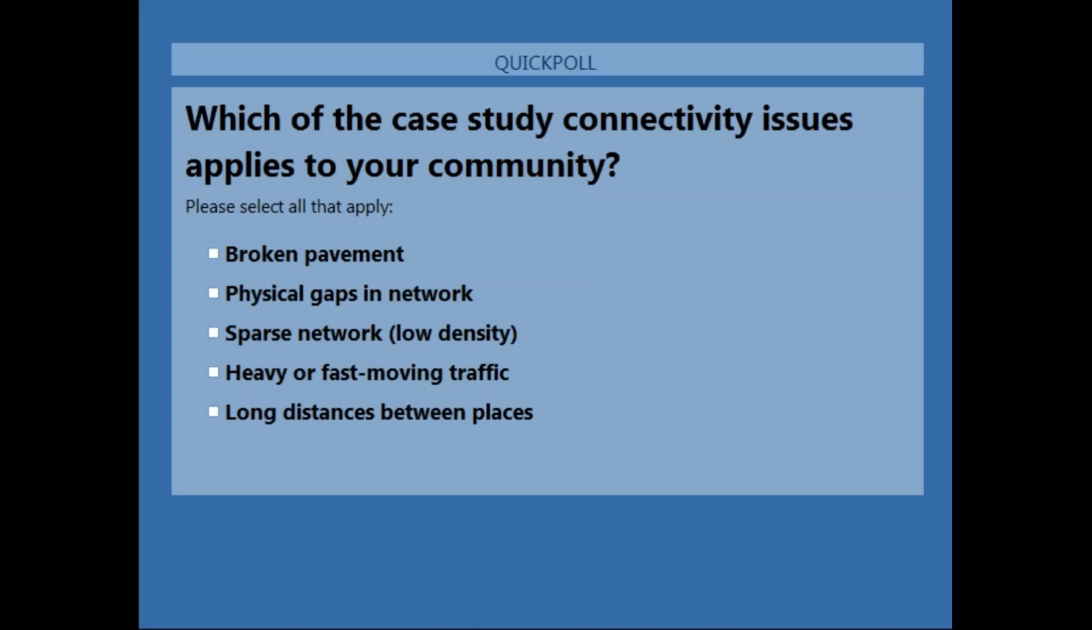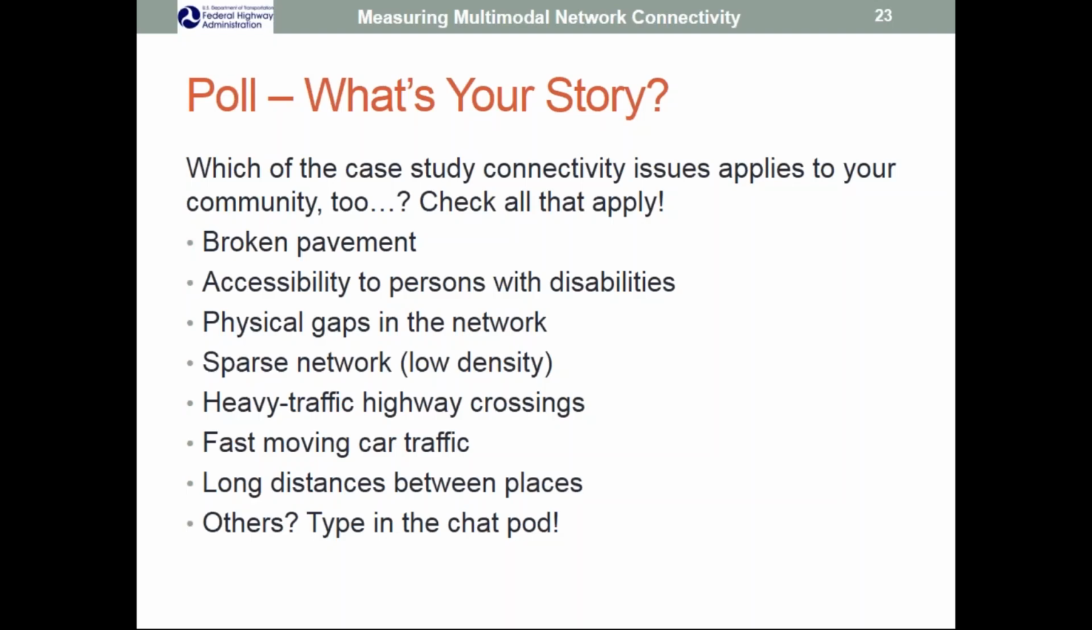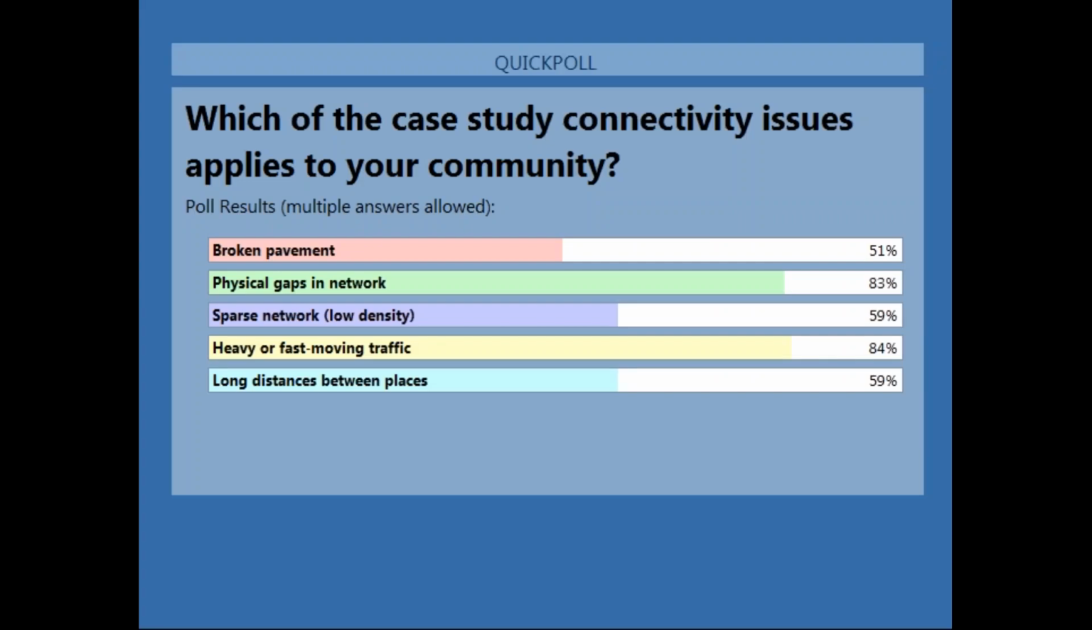Yeah, absolutely. So it looks like a good number of folks have voted in this one. So let me just close it here and we'll see what everyone thought, and I'll share the results. And I'll read them out for those who can't see. So the leading scorer here, and obviously these are going to add up to more than 100 because you picked more than one per person, was heavy or fast-moving traffic with 84%. And then just behind it, 83% of folks mentioned physical gaps in the network. So those being two big ones.